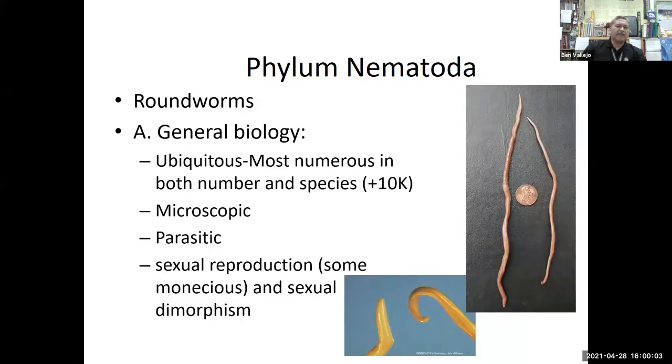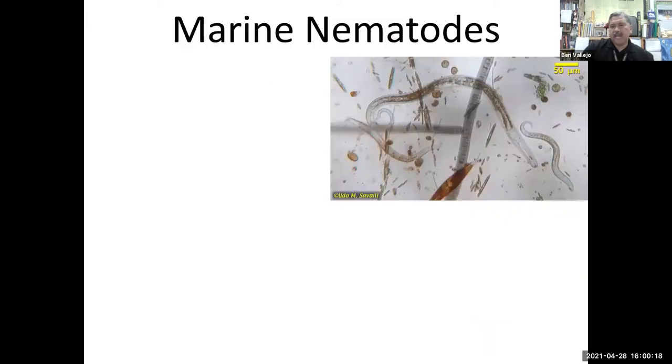As far as sexual reproduction goes, some of these are monoecious. Most are male or female, but some species have both male and female parts and have the ability to make sperm and egg.